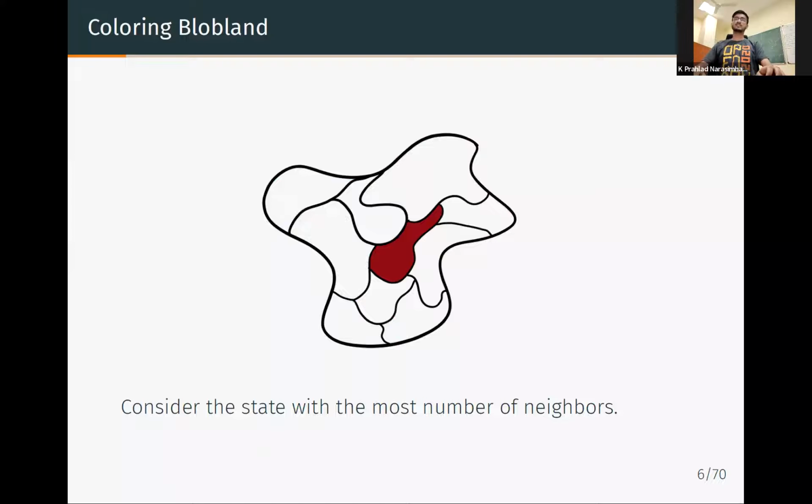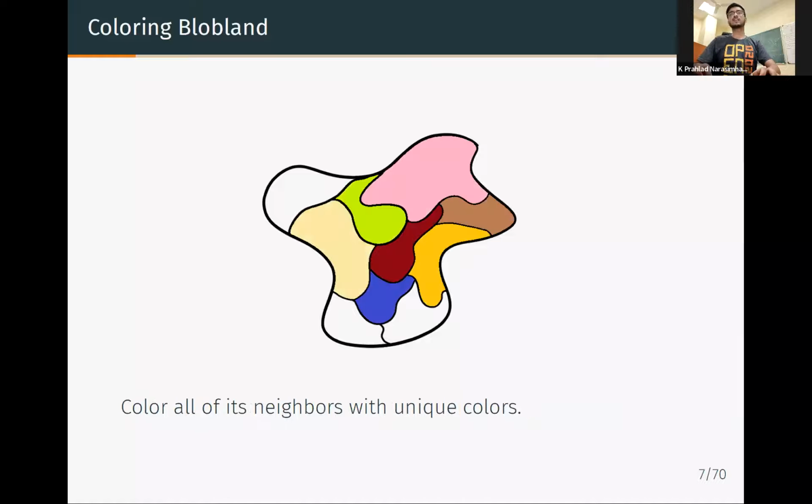We'll do this in a slightly algorithmic way. Even though there's probably an easier way, this is helpful to get us started thinking computationally. What we do is consider the state which has the most neighbors. This one here has 6 neighbors, you can check that out, and you can also check that this is indeed the most number of neighbors any state in Blobland has. Now we color all of its neighbors using different colors. So in total, we've used 7 colors so far: one for the state itself, the brown state, and 6 other colors.